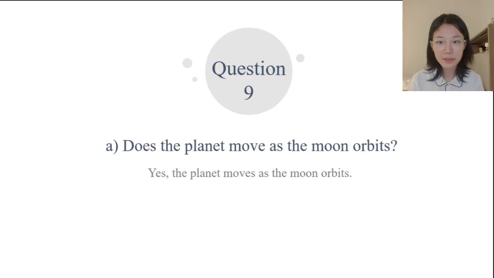Now let's solve question 9. Does the planet move as the Moon orbits? Yes, the planet does move slightly as the Moon orbits. The Moon pulls on the planet just as the planet pulls on the Moon. However, since the planet's mass is typically much larger than the Moon's, the planet's motion is very small and may appear nearly stationary in the simulation.